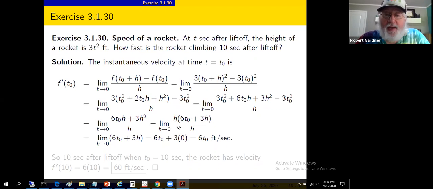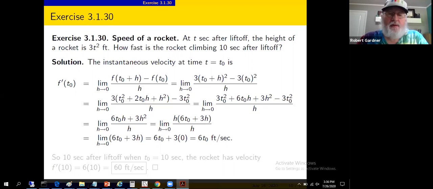Can you plug the h in now? No. Can you cancel the h's? Yeah, because h is not 0. I wrote it right there. When we wrote limit as h approaches 0, that means h is close to 0 and not 0. So cancellation is valid. The functions are different, but the limits are the same, as I commented somewhere in chapter 2.